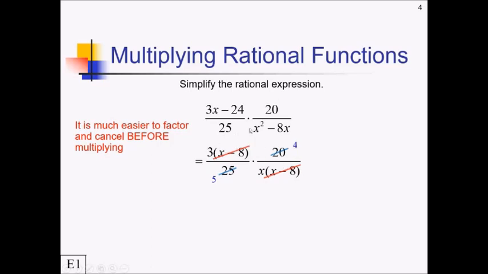So we have a 3 times a 4 in the numerator, giving us 12. And in the denominator, we have a 5 and an x left over. That multiplies to 5x. Just double check quickly to make sure you can't simplify this any further, but this is as reduced as it's going to get.